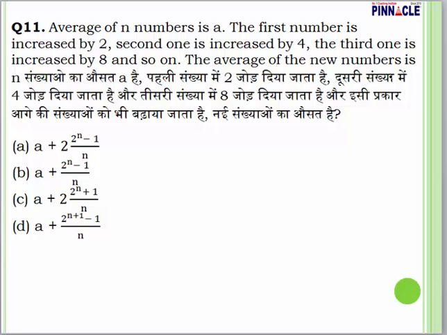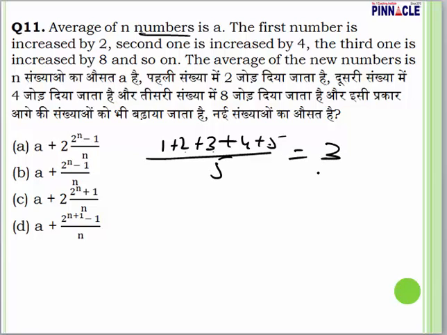The average of the new number we have to tell. Now such kind of question you can solve by putting value. Average of n number is A. So let's say 1, 2, 3, 4, 5. You can take 5 plus 4, 9 plus 3, 12, 14, 15, and total number is 5. So average is 15 by 5, that is 3.